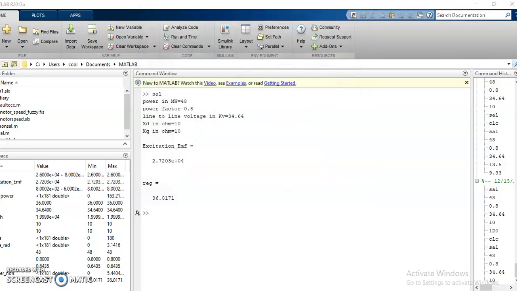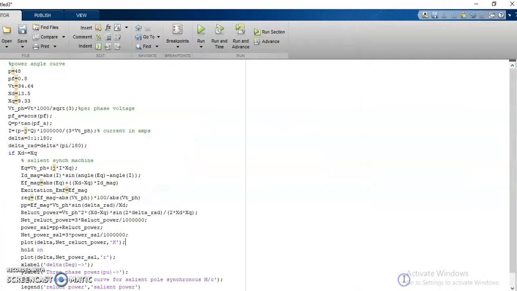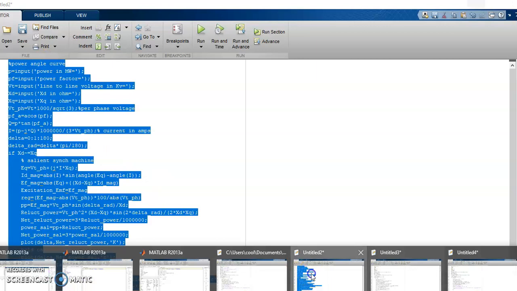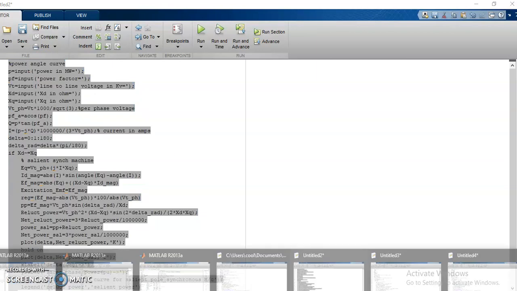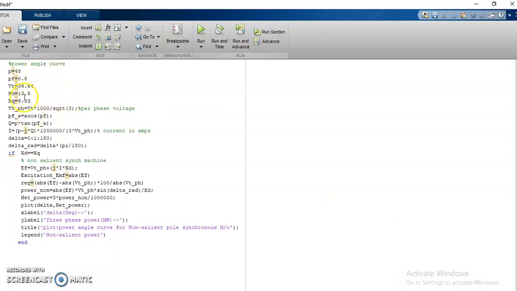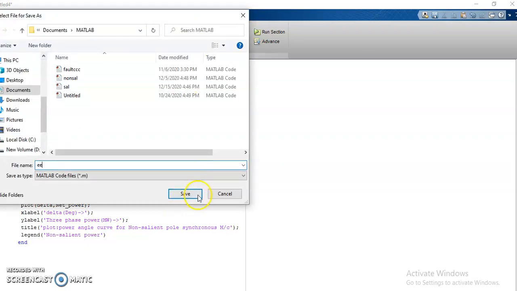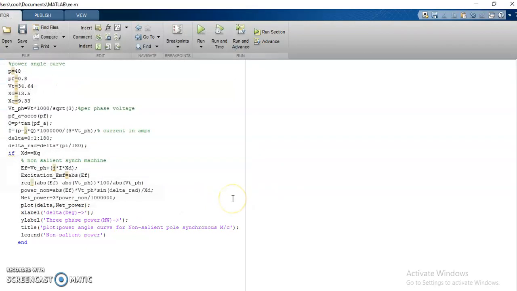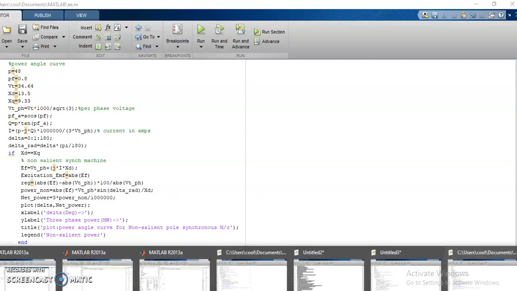The same thing will execute for salient. Just have a look at this. This is salient. And one thing, either you can define like this, or you can type direct values also, instead of typing input. If you type directly, then it will execute directly and you will be getting the graph. Save this and you will get the direct graph, because we have defined direct values, for non-salient. You will get the graph without asking for P equals values and all.